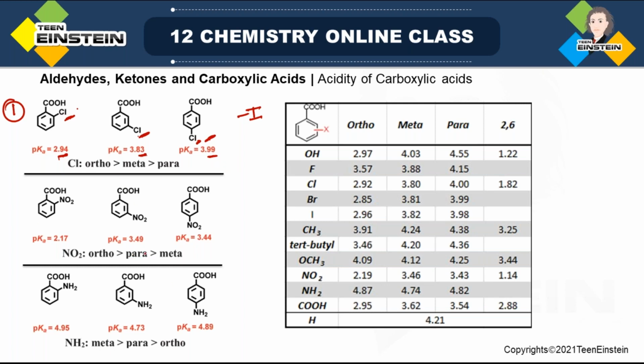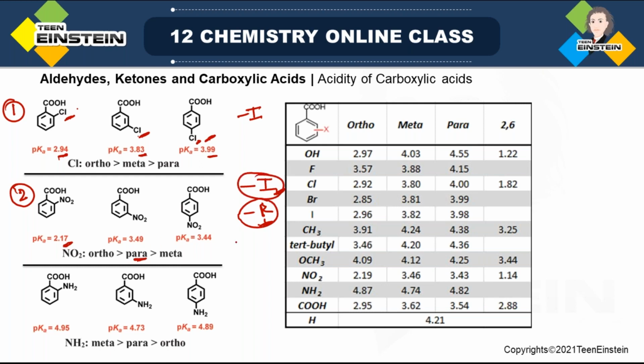Now for NO2, that is the second example. Now the order is maximum again ortho, just like the previous. But after ortho it is not meta. After ortho it is para. And the reason is NO2 has both a minus I effect as well as a minus R effect. Now if you consider only the minus I effect, it should have the same order as you have seen in the case of chloro. But here the minus R effect is also present, and the minus R effect is more important compared to minus I.